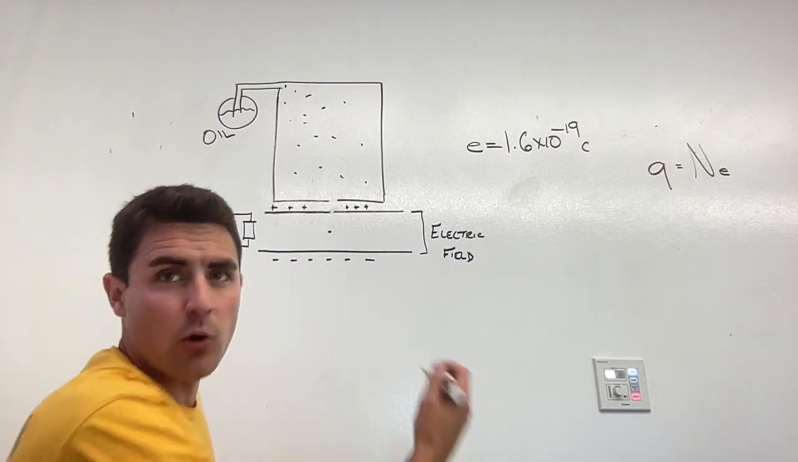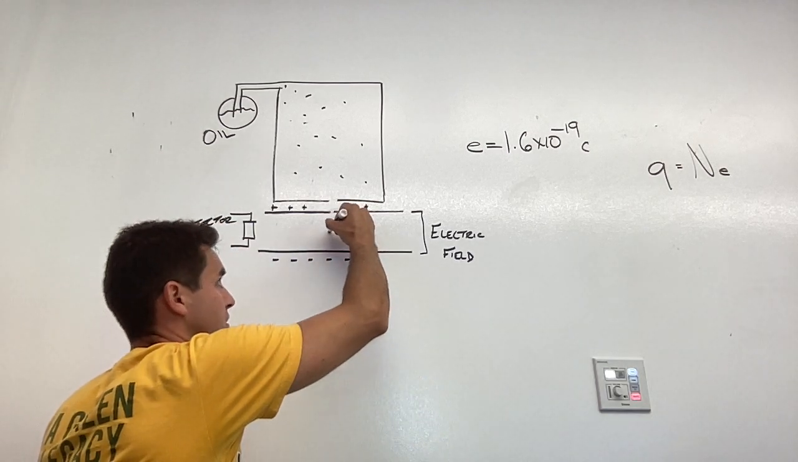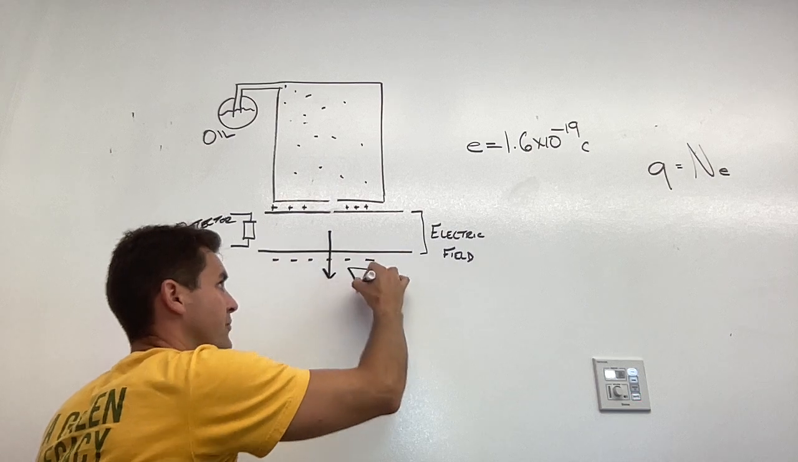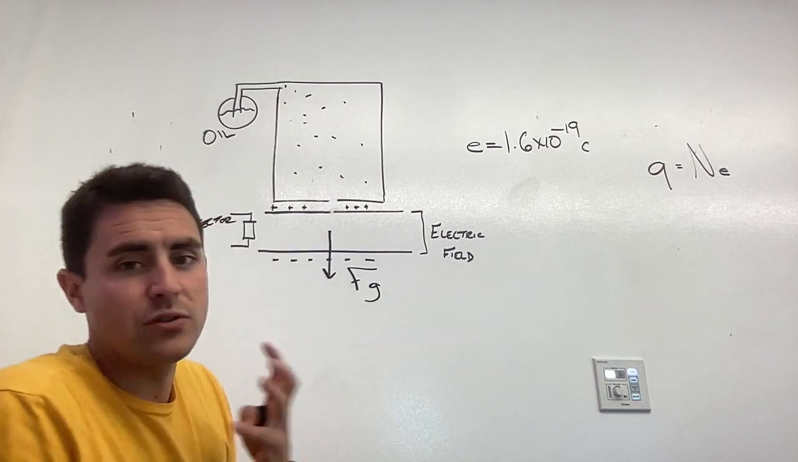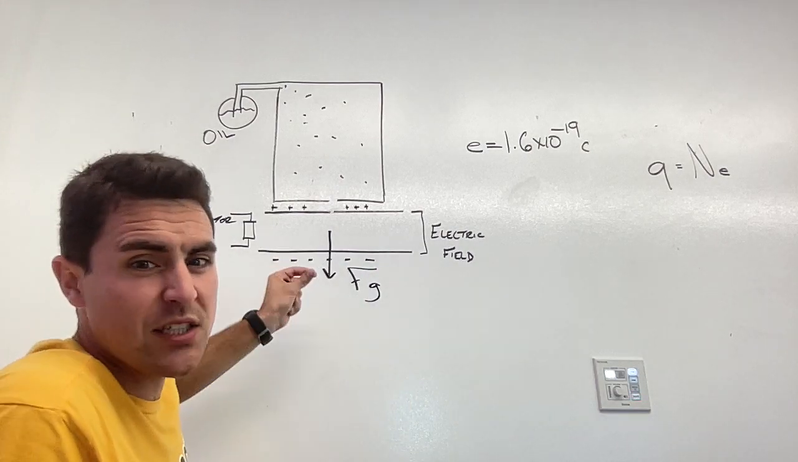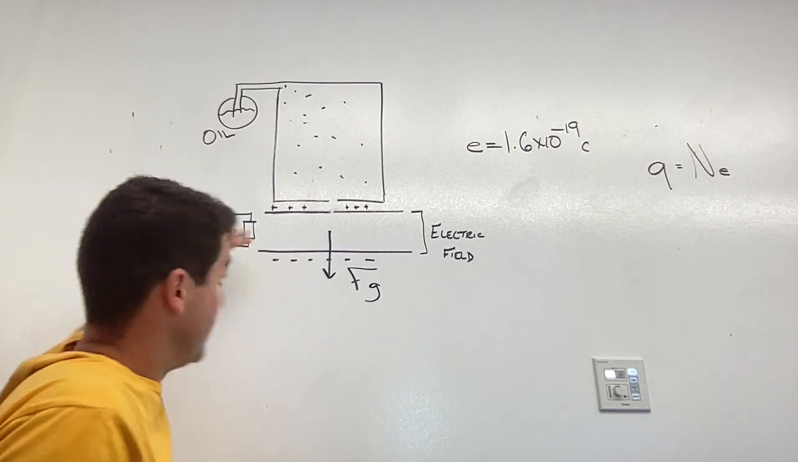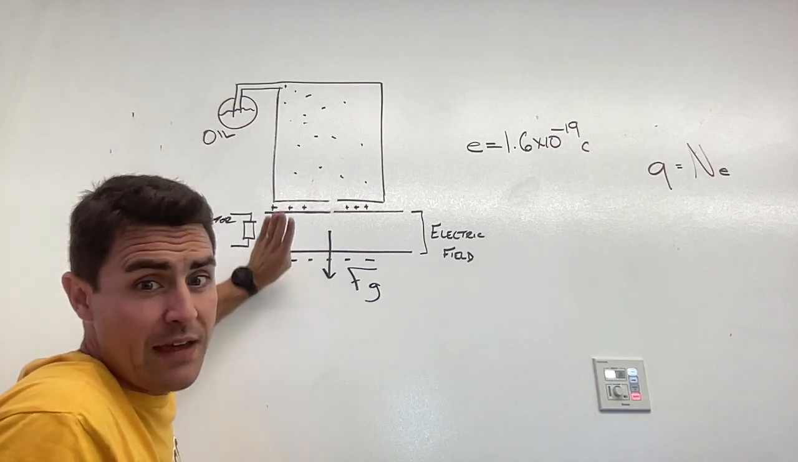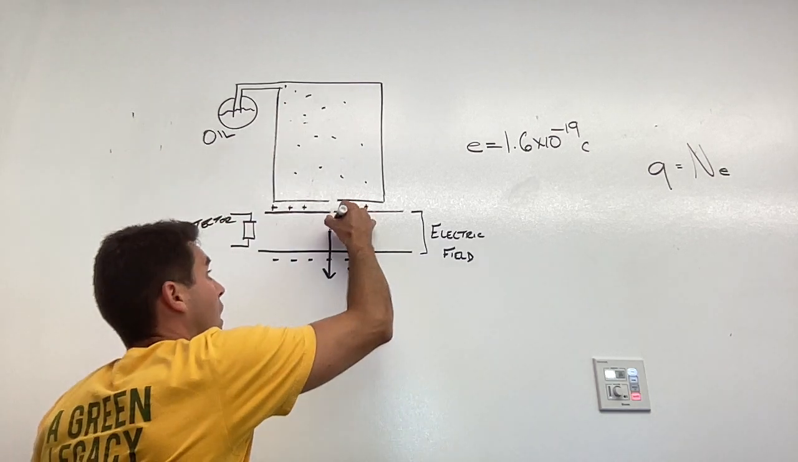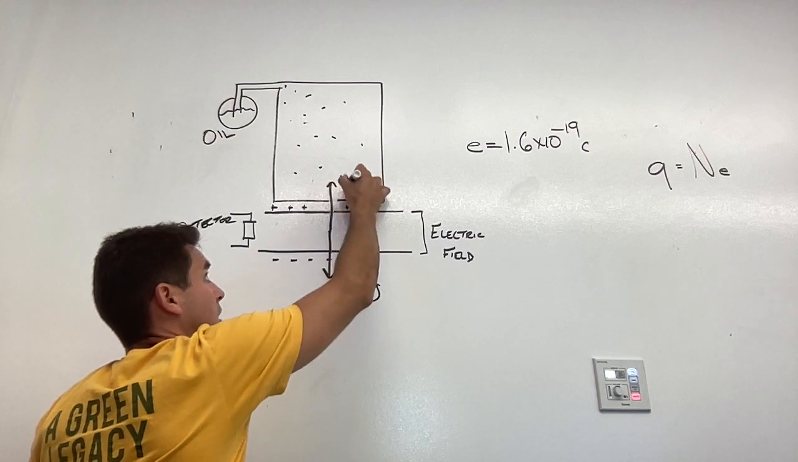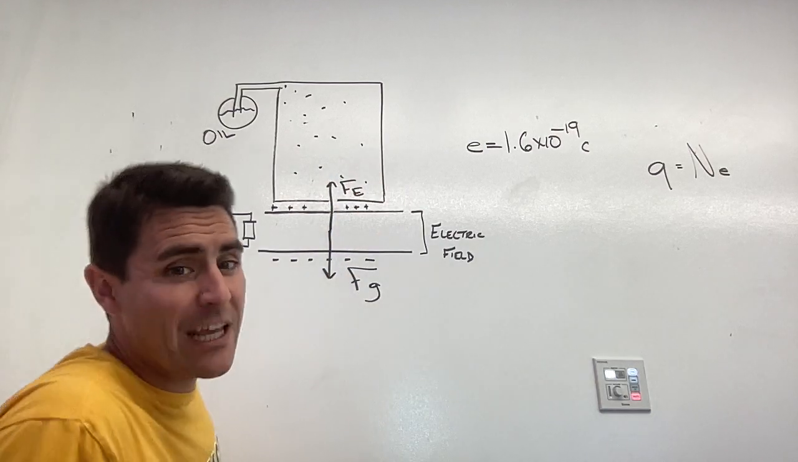Now, the first force it's subjected to, obviously, the reason it falls down, we're going to exaggerate that force, is gravity. It's pulled down towards the middle of the earth. By adjusting this plate, or this parallel plate, we can actually apply an upward force on the drop. We call it an electric force, or an electrostatic force.